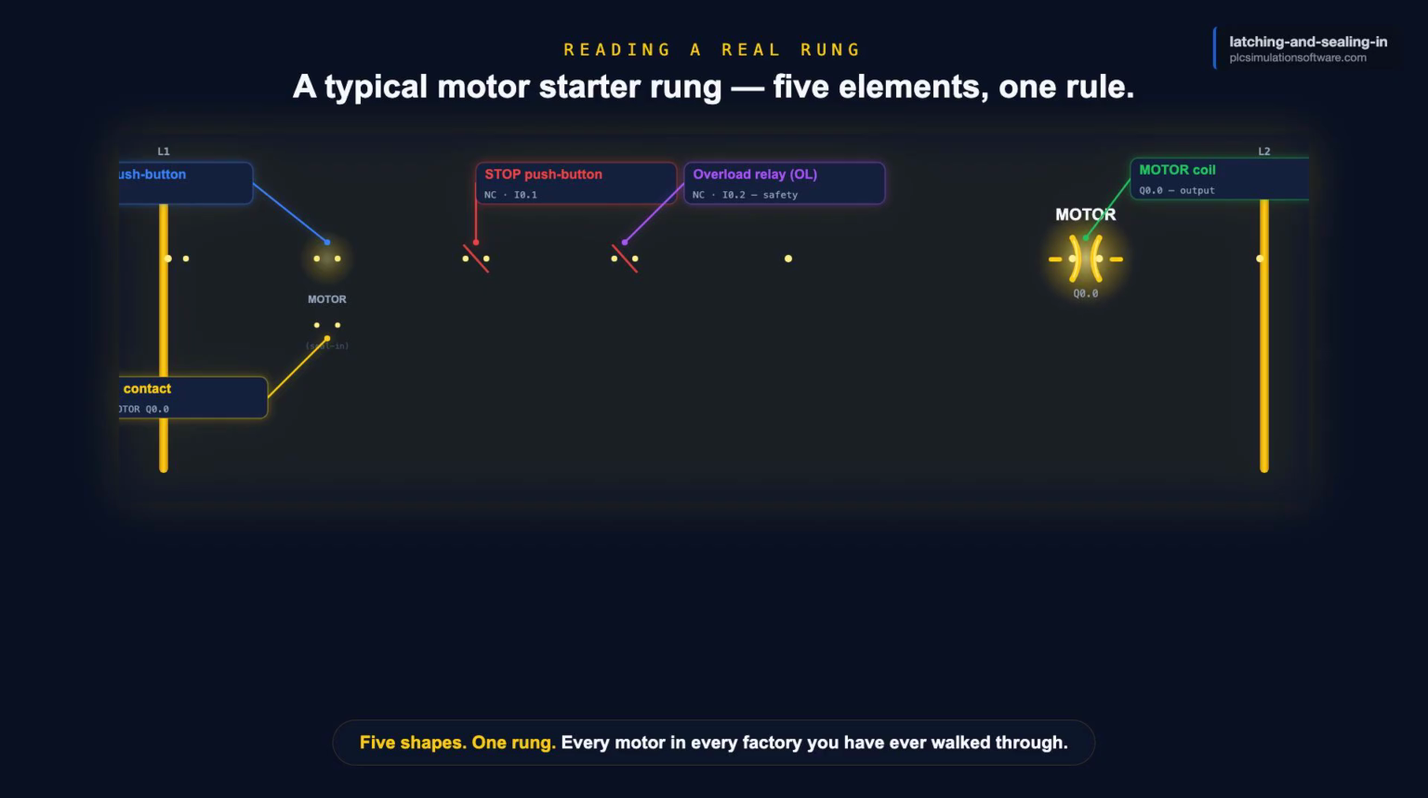5 shapes. 1 rung. Every motor in every factory you have ever walked through. The first time you read it, it looks dense. After a few rungs, the shape jumps out, and you read it as fast as a written sentence.